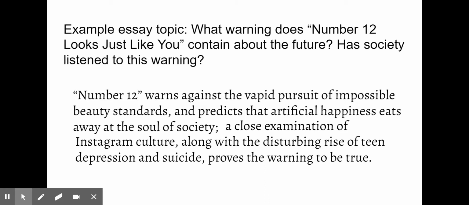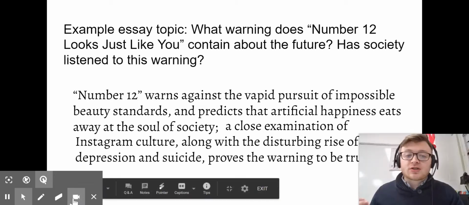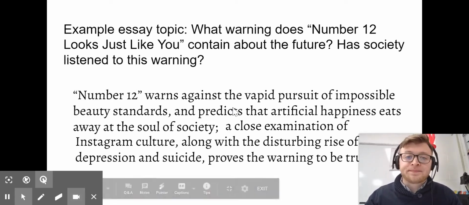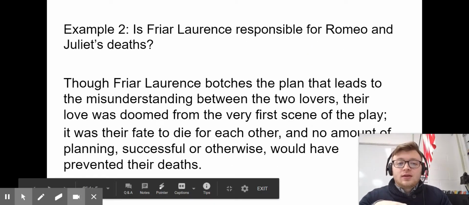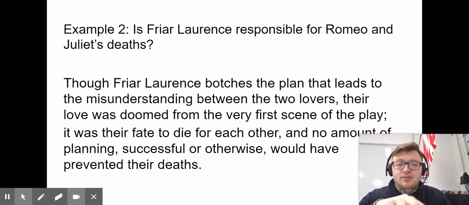But sometimes your thesis statement is going to have to argue so much, it's going to have to cover so much ground that a two-part thesis statement is going to be the only way you can actually get there. All right, let's take a look at one more. Is Friar Lawrence responsible for Romeo and Juliet's deaths? We're talking about Romeo and Juliet.